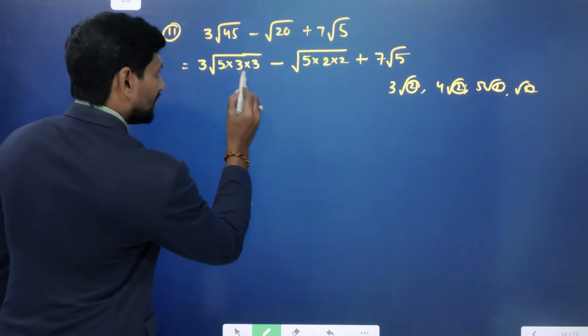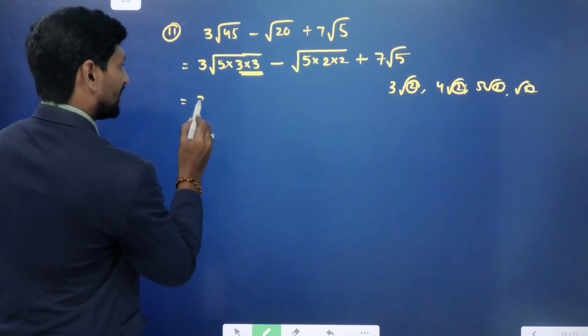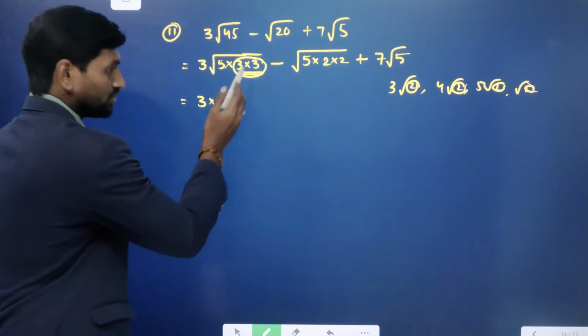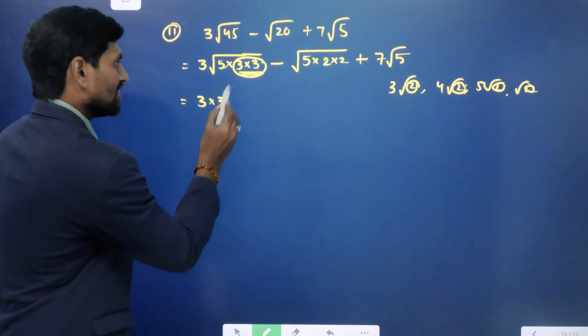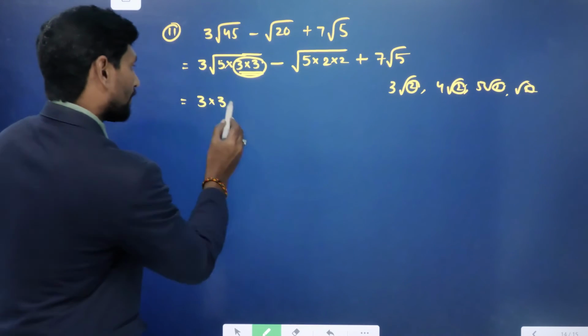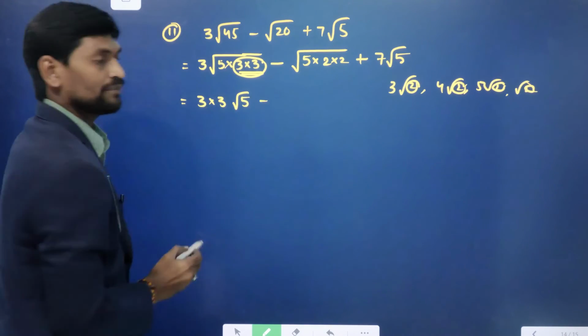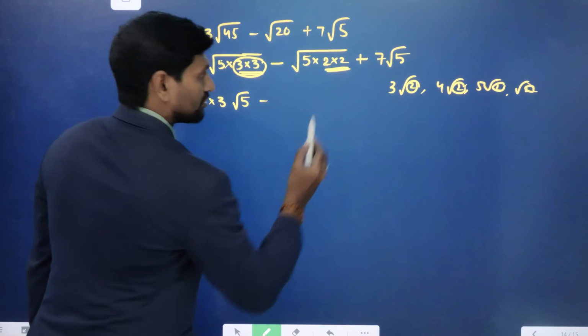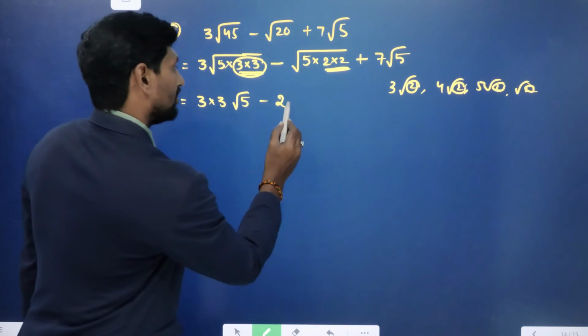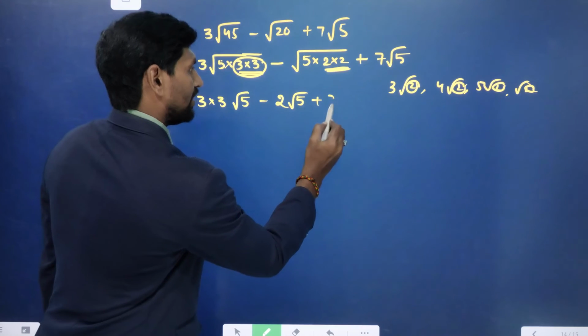From these, how many 3s are there? Two 3s are there, so one 3 will come outside, because expressing this as 3 square, the square root cancels and 3 remains, and 5 as it is. Here also from these 2s, one 2 will come outside. So we get 2 root 5 plus 7 root 5.